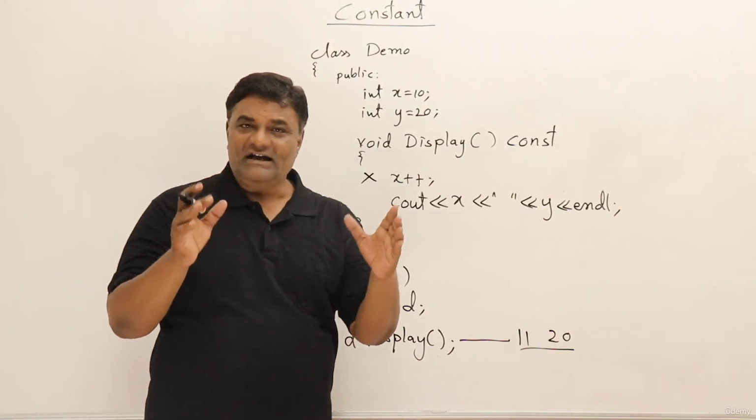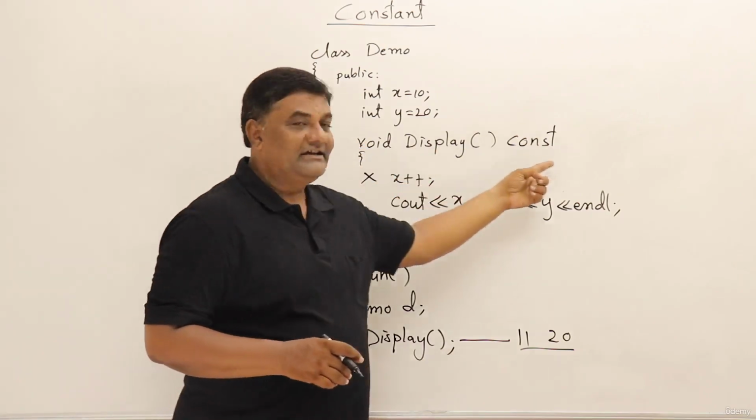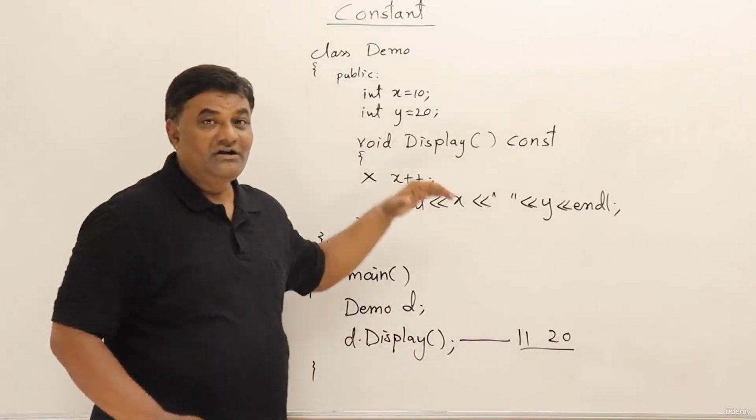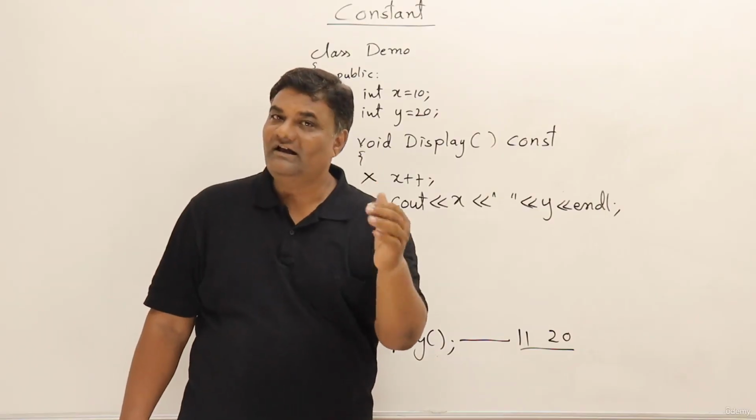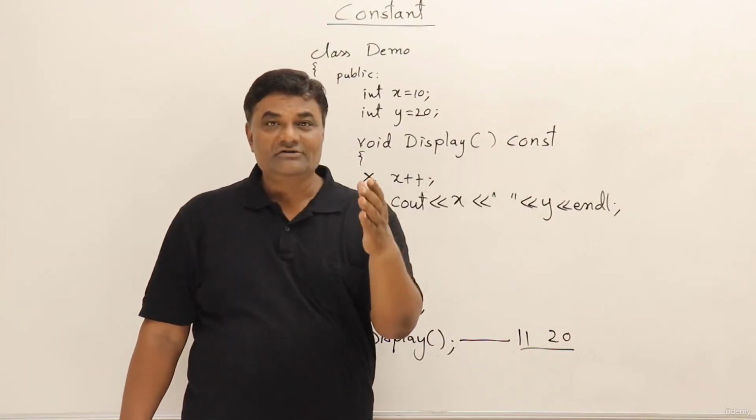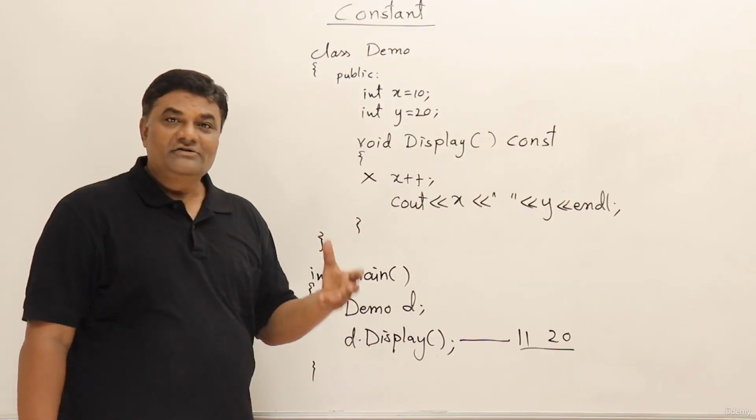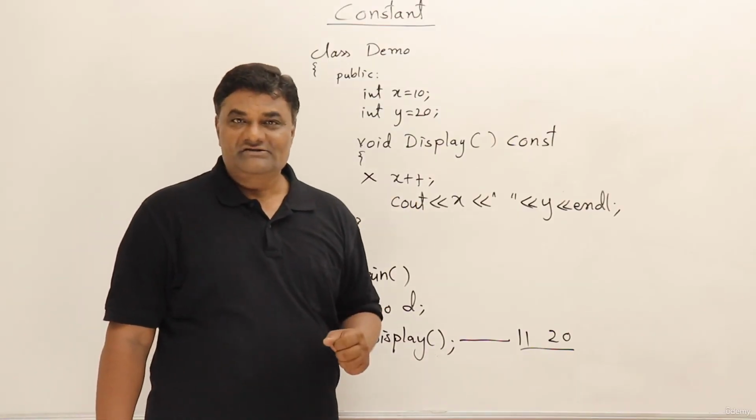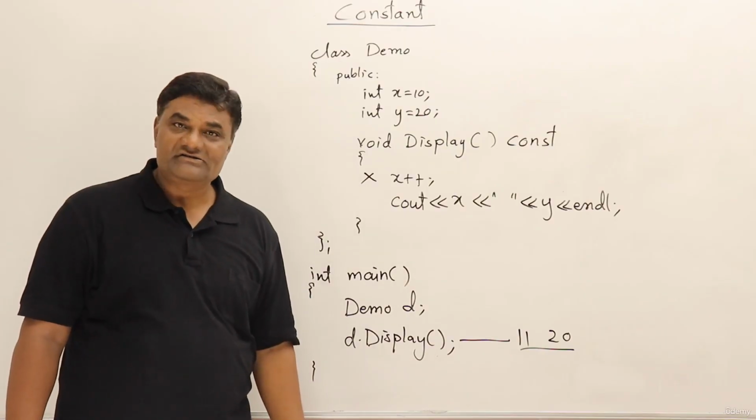So if you are sure that this function is not going to modify any data member, just declare const there. If by mistake you modify anything inside the function, the compiler will come to your help and say that you said you are not going to modify anything, but by mistake you have modified something here. So this is the fifth usage of const. Now one more, the last method of using const, I will show you.